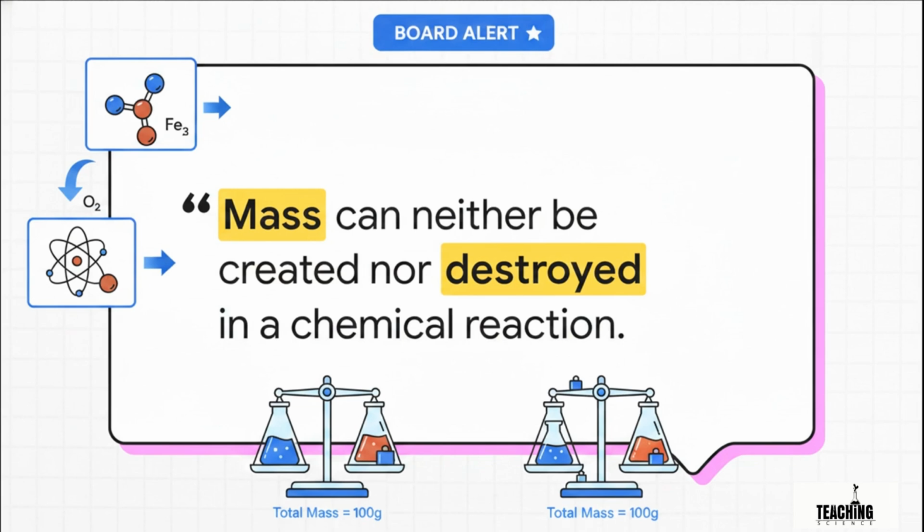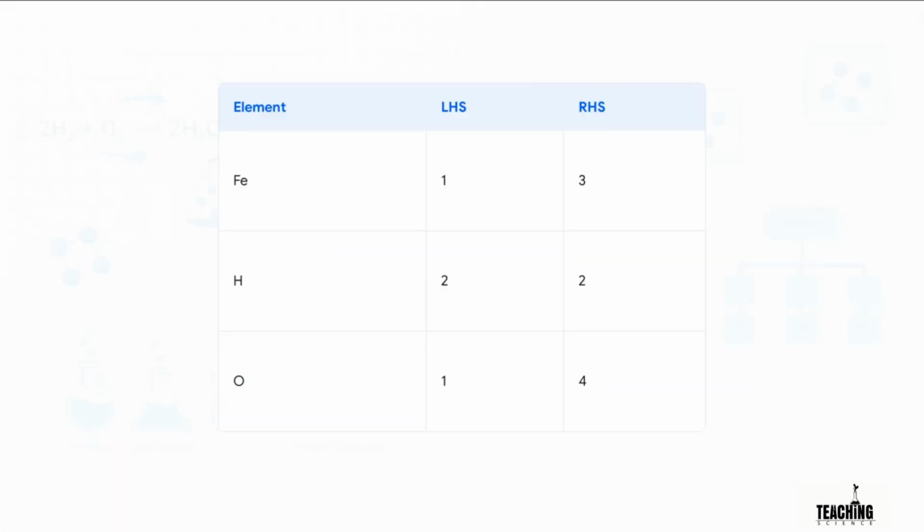Now, what's really interesting about this slide is how clearly it exposes an unbalanced, or what we call a skeletal, equation. We're looking at iron reacting with water here. Just look at the table. On the left-hand side, we only have one atom of iron, but on the right, we suddenly have three. Oxygen is totally out of whack too, with 1 on the left and 4 on the right. So this equation is currently breaking the law of conservation of mass. We absolutely have to fix it.